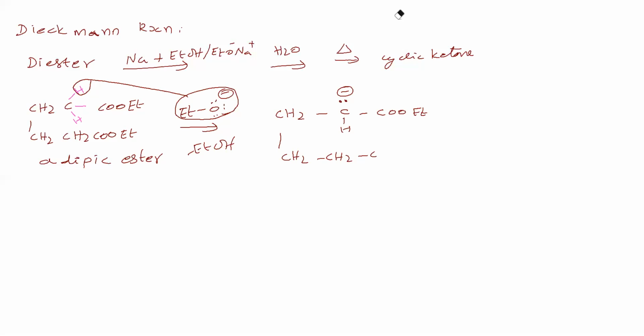Next step, what happens? This carbanion's lone pair is attacking this carbon. Therefore this bond is migrating. So we will get CH2, CH2, three CH2 groups are there, now 1, 2, 3, 4, 5. Five carbon atoms we are taking.